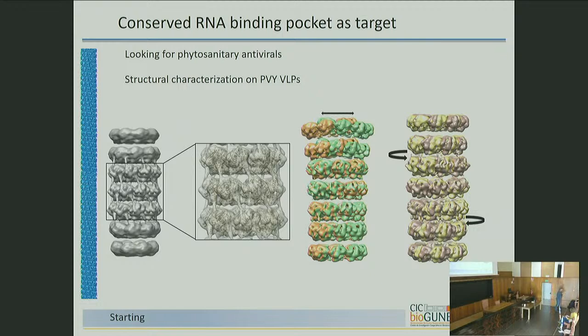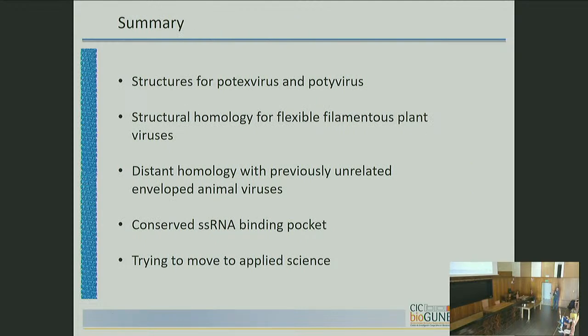So we know that we have to scale up and start using a larger number of initial segments in order to get a resolution to describe the interaction. And that's what we are planning to do for the future. So I'm just done. We deliver the structure of Potexvirus and Potyviruses.